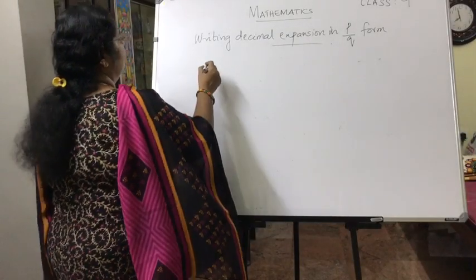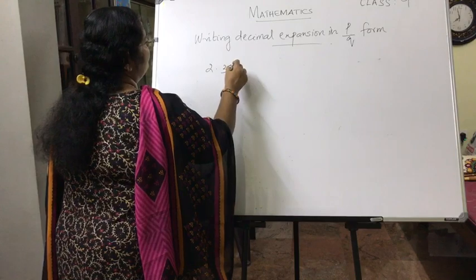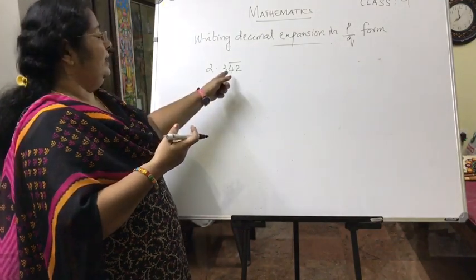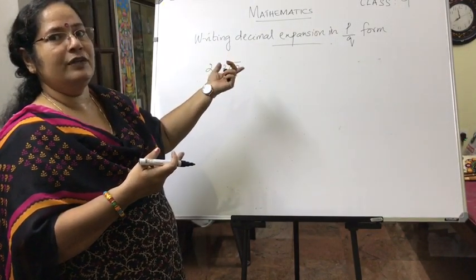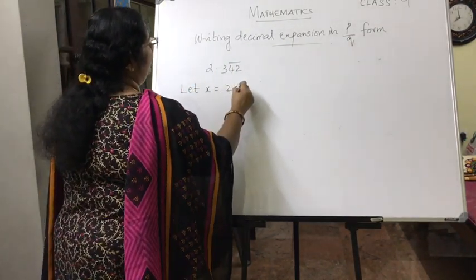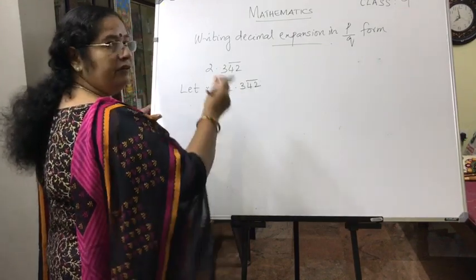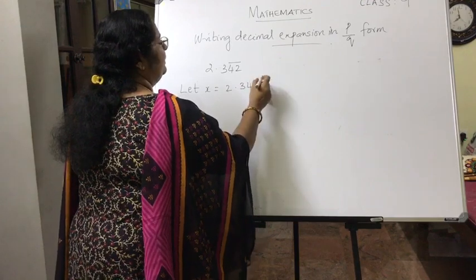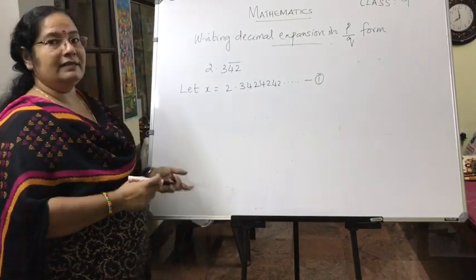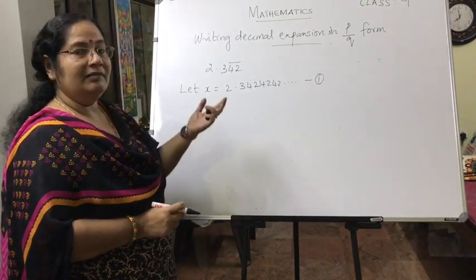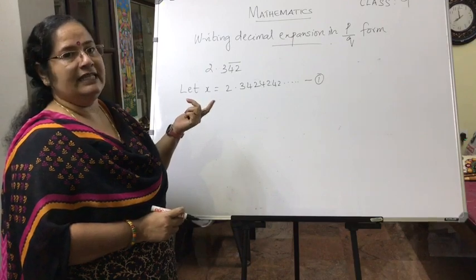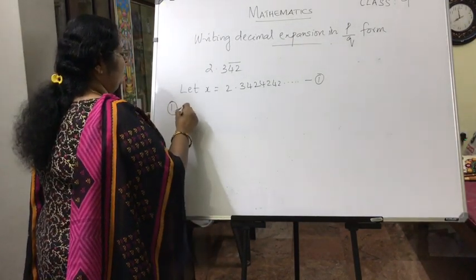It is 2.342 bar. Now here, which digits are being repeated? 2 is repeated. So what is the step? Let x be equal to 2.342 bar, or we will write it as 2.3424242 and so on. It is going on. This is equation 1. Now what is the next step? You will have to bring 3 to the whole number part. So with what should you multiply? Multiplying with 10. So equation 1 is to be multiplied with 10.